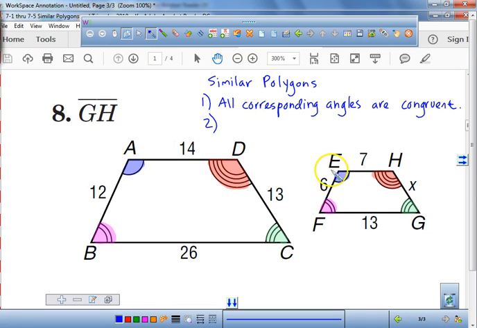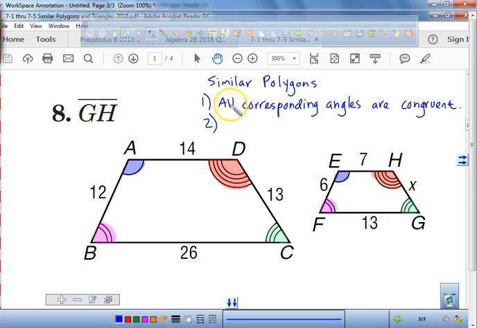So corresponding angles are angles that are exactly equal to each other. So you'll notice A and E are equal, D and H are equal, okay? And so on and so forth. So that's step 1. All corresponding angles are congruent. So I highlighted those. Number 2, I want you guys to understand that the sides aren't equal, but the sides are proportional. So right here for number 2, what I'd like you to write is corresponding sides are proportional.